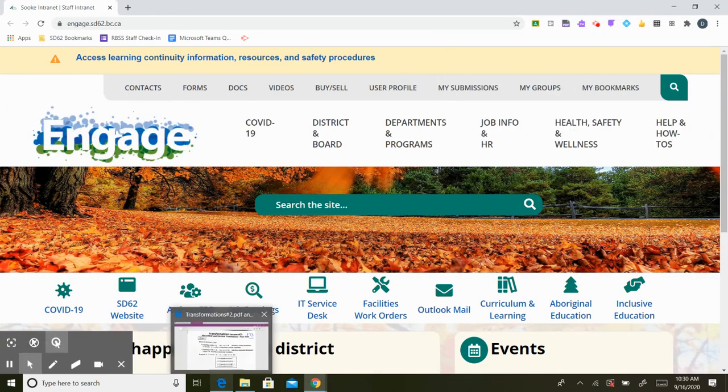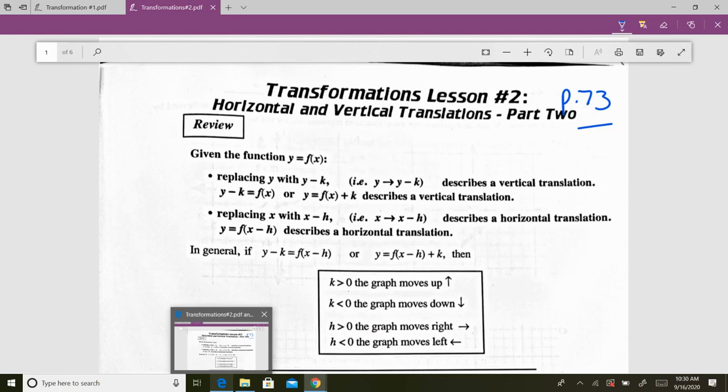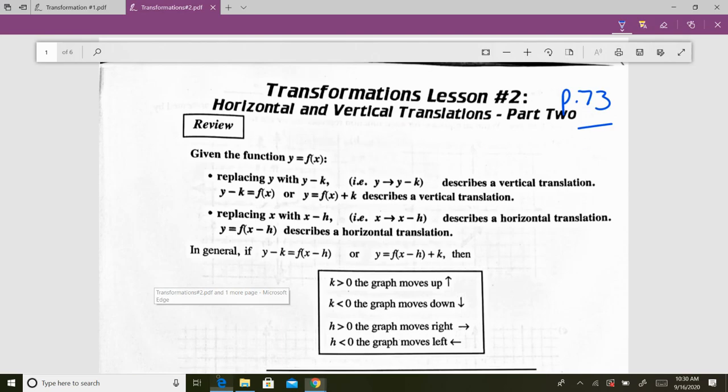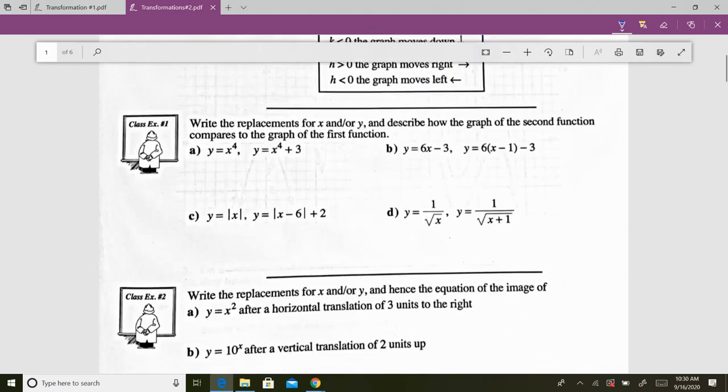Okay, page 73, everyone. Just a continuation of what we've been doing. We've got our basic formula here: y is equal to f of x minus h plus k. K moves it up, down. H moves it left, right. We're just looking at slightly more complex formulas now. So they want you in these questions here to explain what sort of transformation you've done.